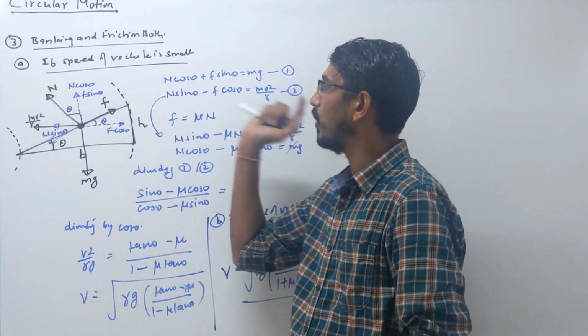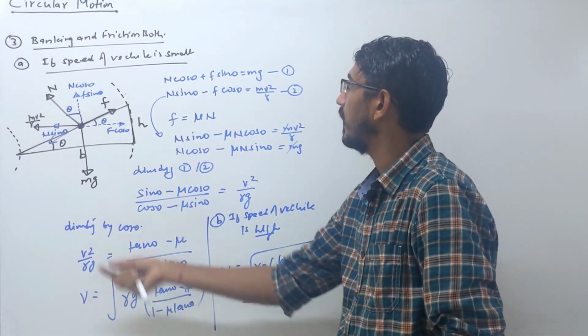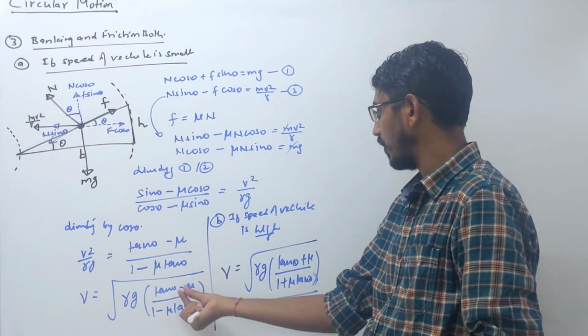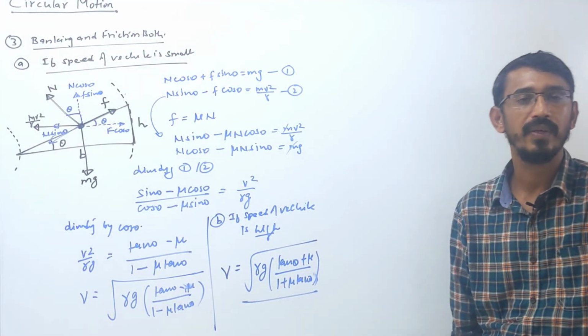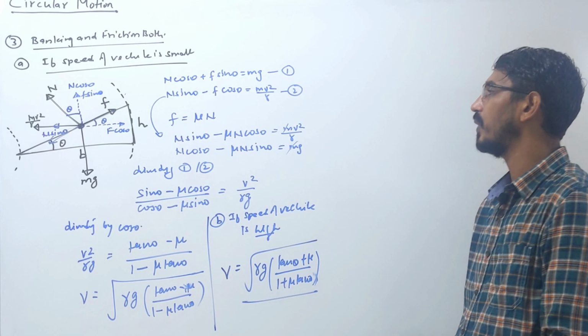Or in the final case, when both are given, this is the formula when the speed of the vehicle is small. The opposite of this means these two symbols become positive if the speed of the vehicle is very, very high. Done? Okay.